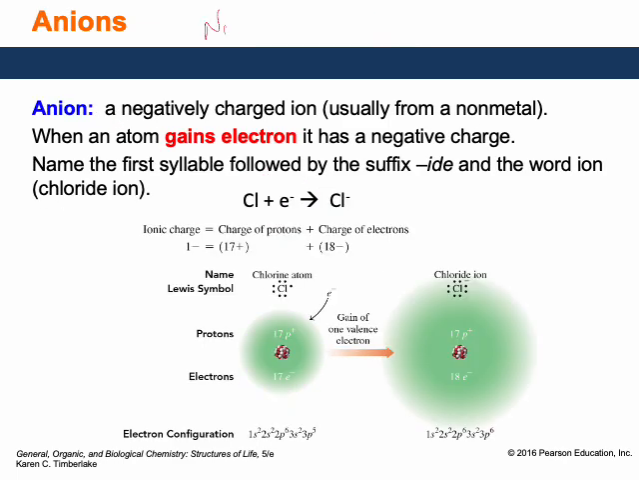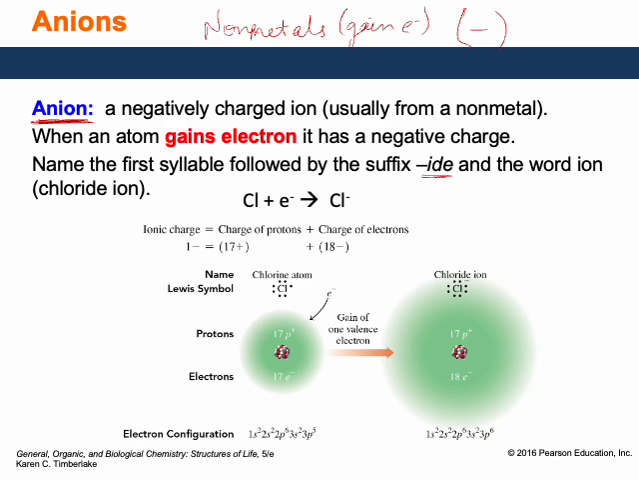Non-metals always have the tendency to gain electrons. Okay, so if something will gain electron, now it is getting extra electrons, so it will always carry a negative charge. And negatively charged ions are referred to as anions. Whenever an atom gains electron, it has a negative charge. How do you name the anion? The first syllable is followed by a suffix ide and the word ion.